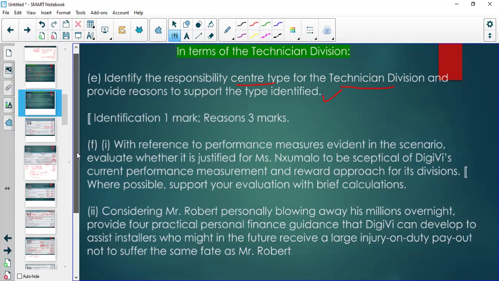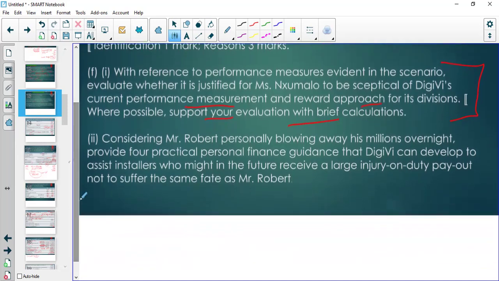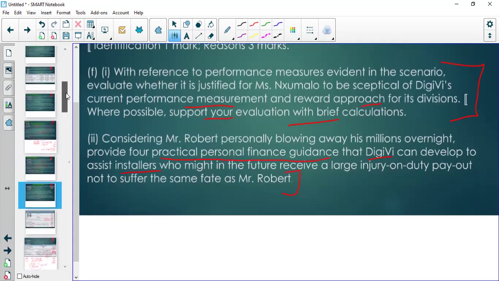Right. And then with reference to performance measures in the scenario, evaluate whether it's justified for this lady to be skeptical of the current performance measurement and reward. Support your evaluation with brief calculations. So I'm not going to really focus much on that. From practical personal finance guidance that these guys can develop to assist installers. All right. So it's something that is not really costing, but it's practical things that people have to come up with in a world. So let me go to the actual information here.